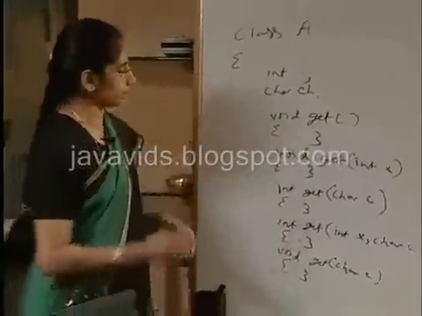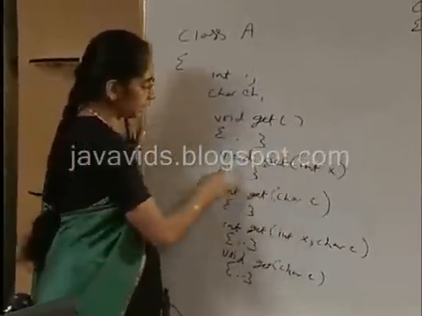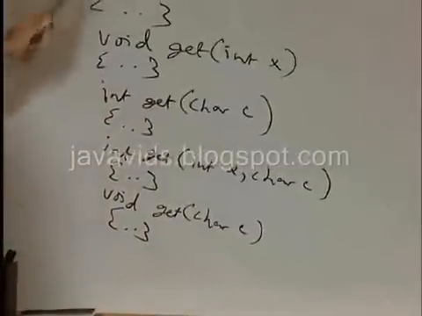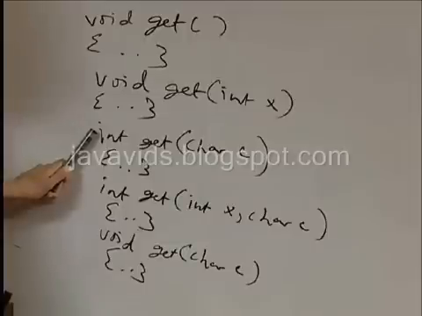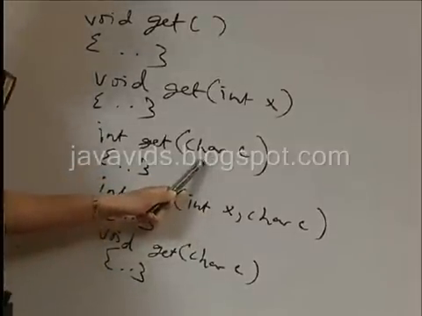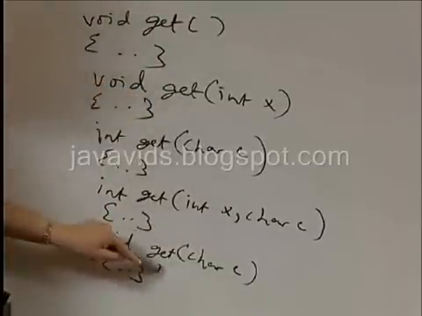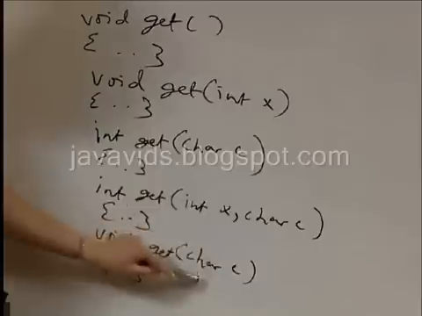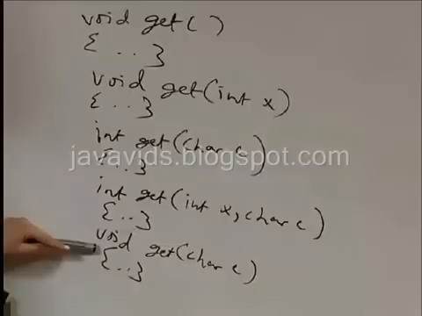But take a look at this. We have a get without any parameter which returns void, a get with an int and void, get with a char but the return type is int. So in case of function overloading, you can change the return type provided that the parameters are also different. Okay? But we cannot have a function with the same name, with the same parameter, but just changing the return type. This is not allowed.